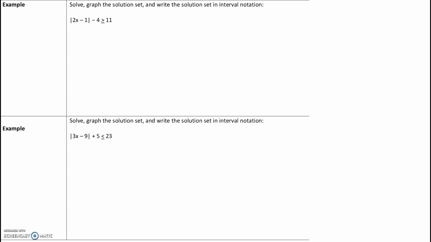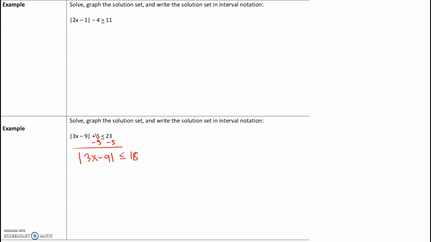Okay, the next class example was the absolute value of 3x minus 9, plus 5, is less than or equal to 23. So first we need to get the absolute value by itself, which means we are going to subtract 5 from the middle and subtract 5 from the right. So we have the absolute value of 3x minus 9, and that is less than or equal to 18.